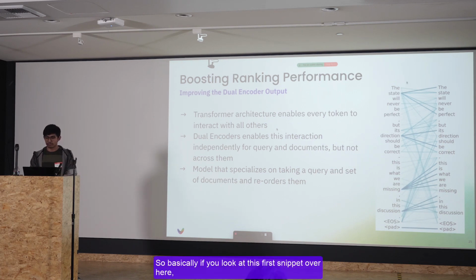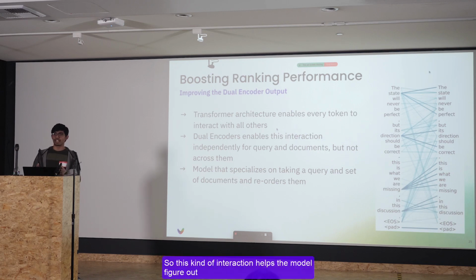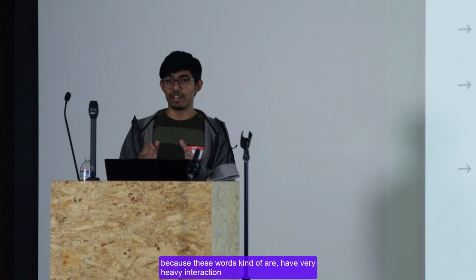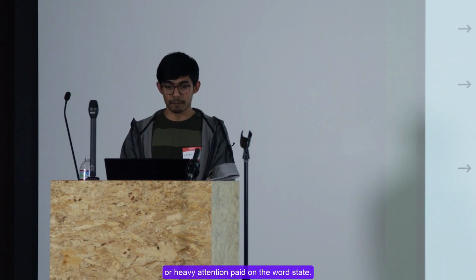If you look at this first snippet over here, the state will never be perfect. State pays a lot of focus on words like the, never, be perfect. So let's say when we ask a question, what will never be perfect? This kind of interaction helps the model figure out that the answer should be state, because these words have very heavy attention paid on the word state.